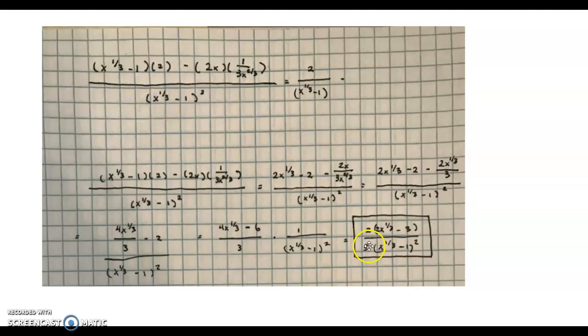So from here to the answer, it's just a conglomeration of simplifying, and for your actual problem it will be much simpler. But for this, I expanded everything in the numerator, and after simplifying the numerator, you're able to cancel out a lot of things in the numerator, and I ended up with 2 times 2x to the power of 1/3 minus 3 all over 3 times x to the power of 1/3 minus 1 squared.